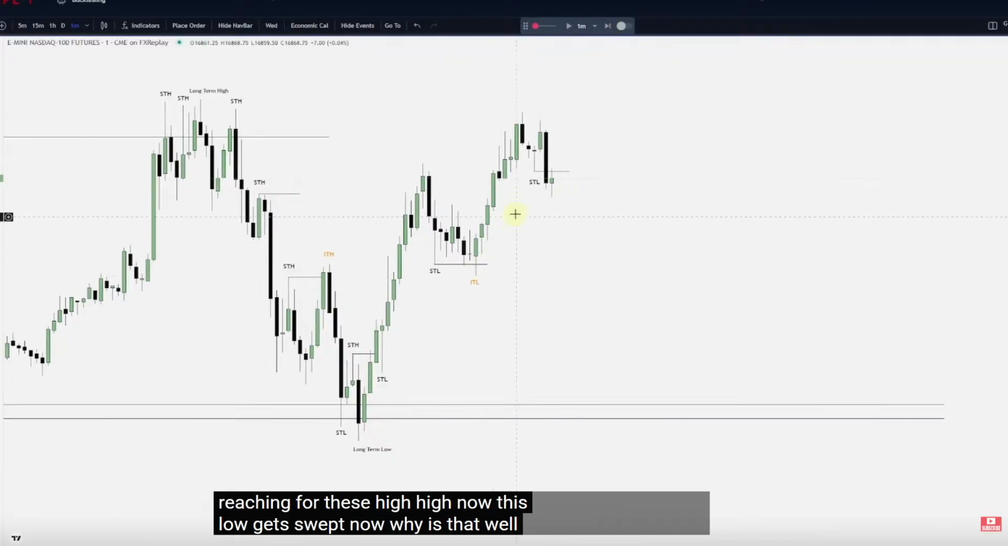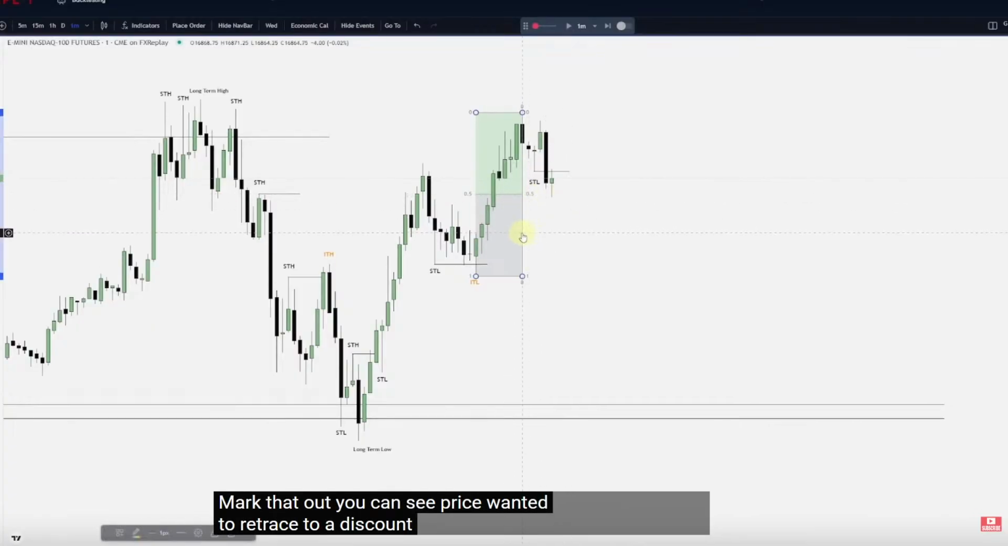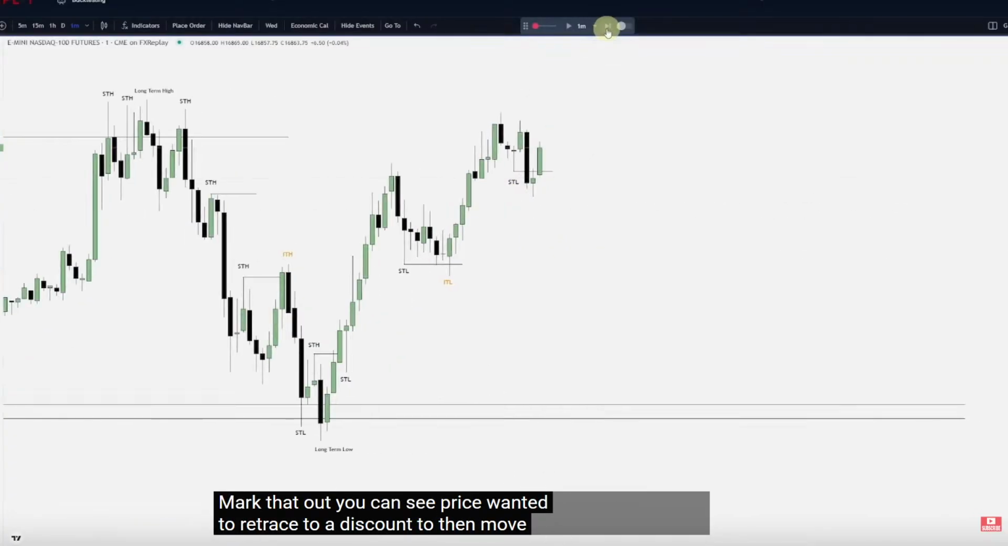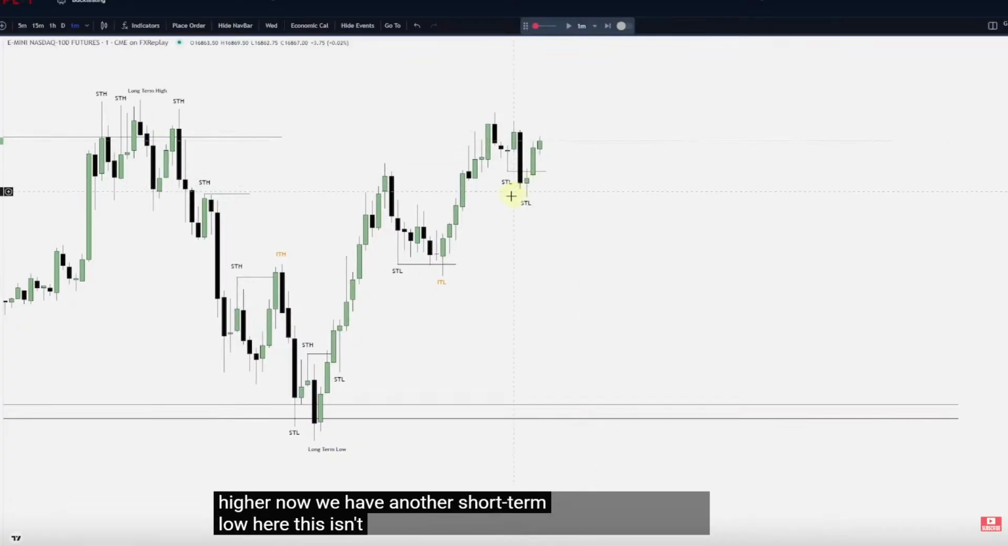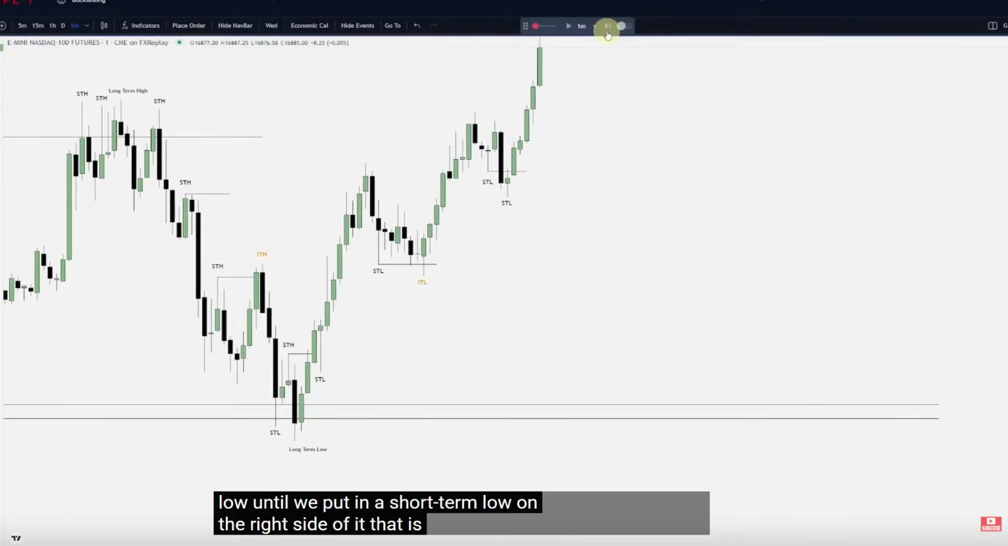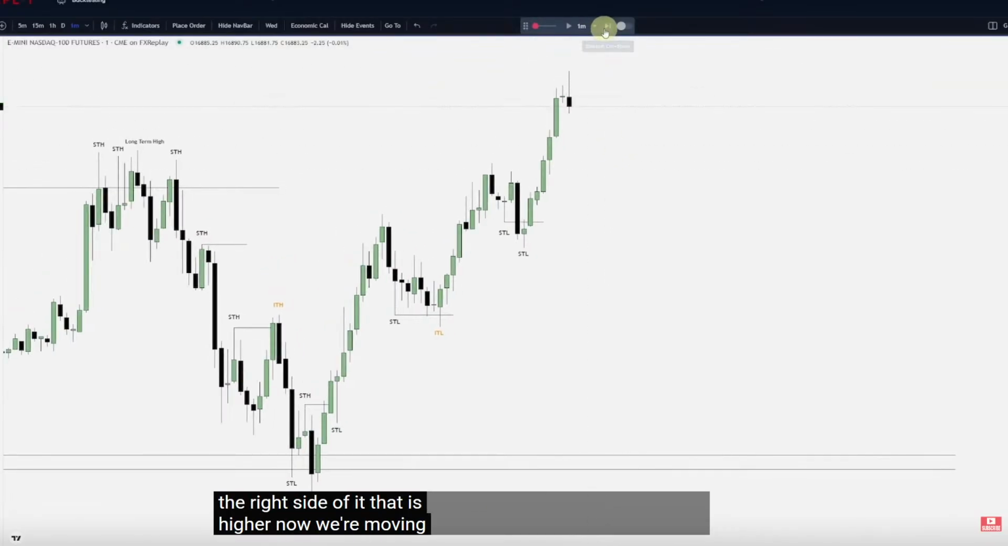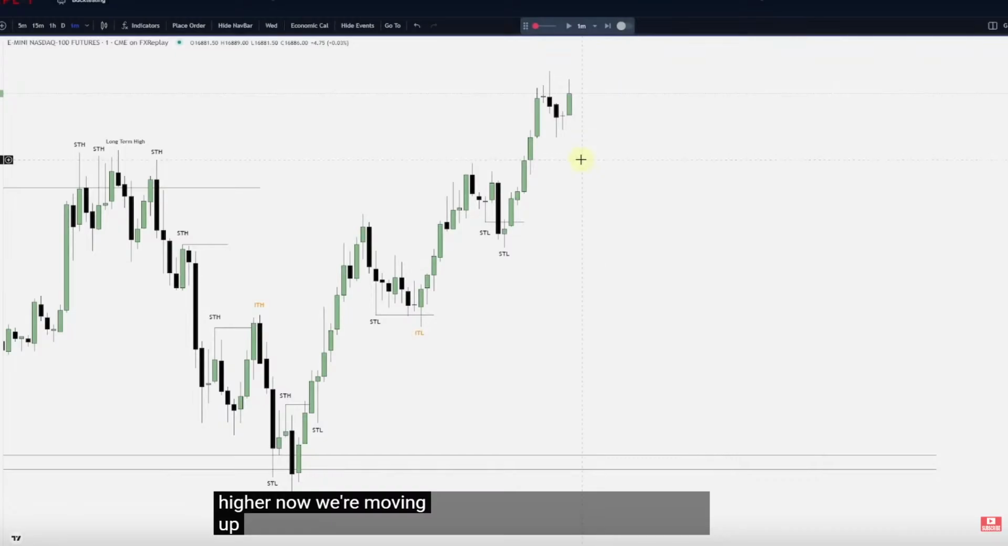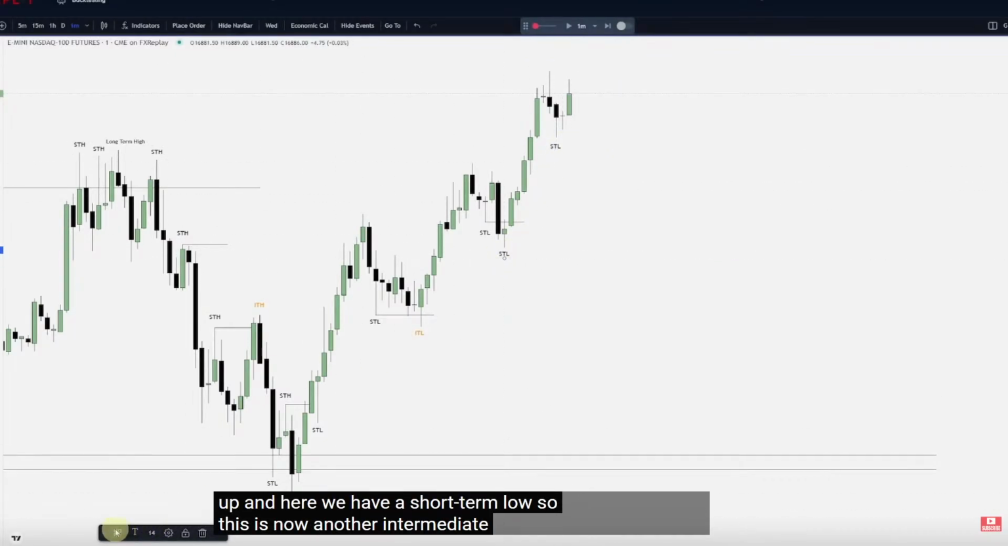Now why is that? Well, look at discount and premium. Go ahead and mark that out. You see price wanted to retrace to a discount to then move higher. Now we have another short-term low here. This isn't an intermediate term low until we put in a short-term low on the right side of it that is higher. Now we're moving up. And here we have a short-term low. So this is now another intermediate term low.